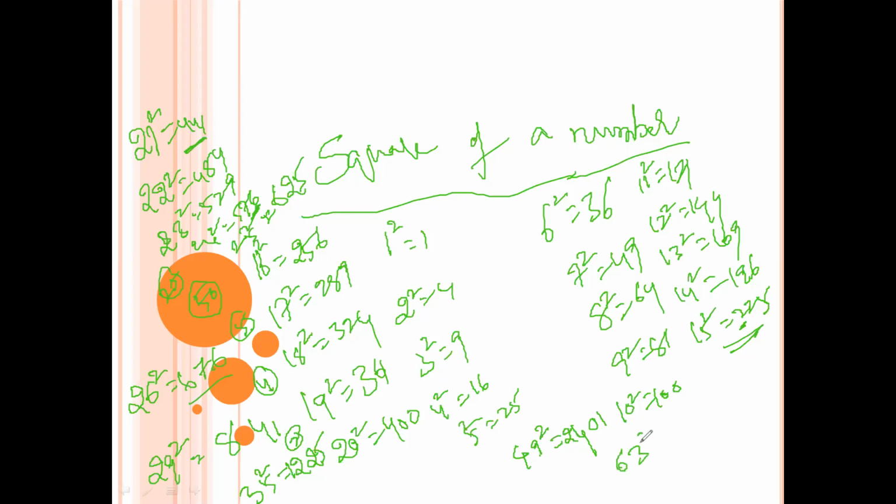Now 63 square. First compare 63 with 50. 63 minus 50 is 13. 13 square is 169. So 69 here, and 1 is carry. Compare 63 with 25. The difference is 38. 38 plus 1 is 39. So any doubt in this one?